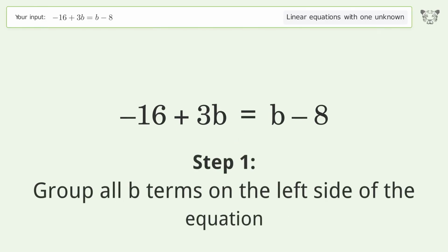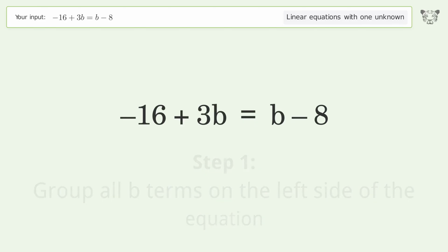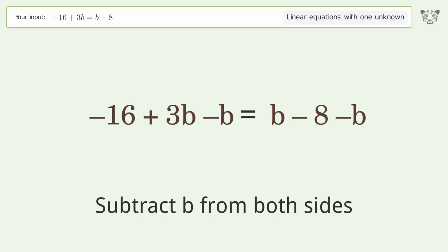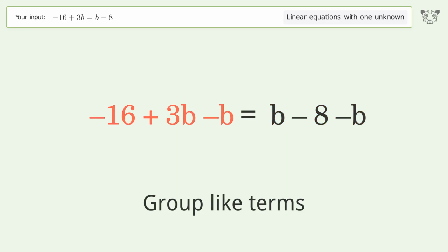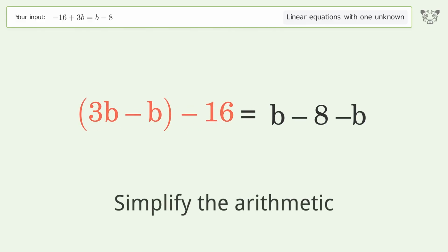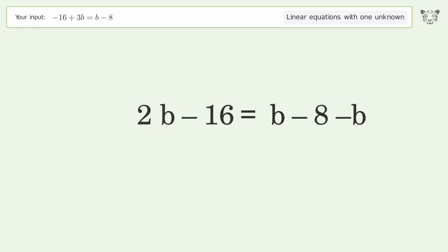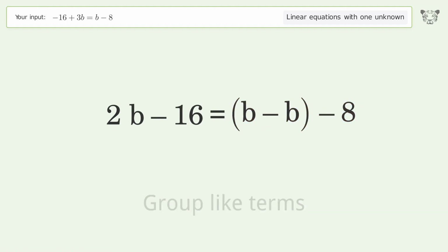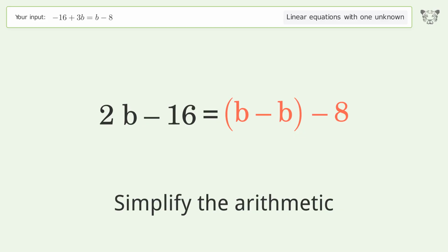Group all b terms on the left side of the equation. Subtract b from both sides. Group like terms. Simplify the arithmetic. Group like terms. Simplify the arithmetic.